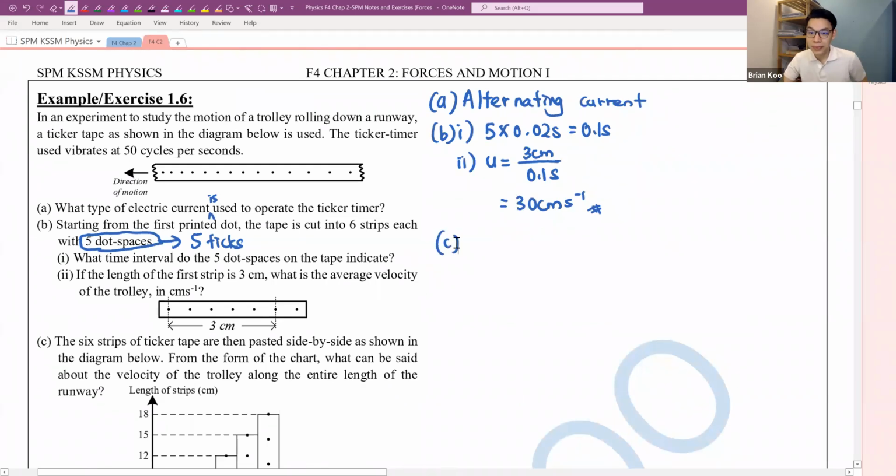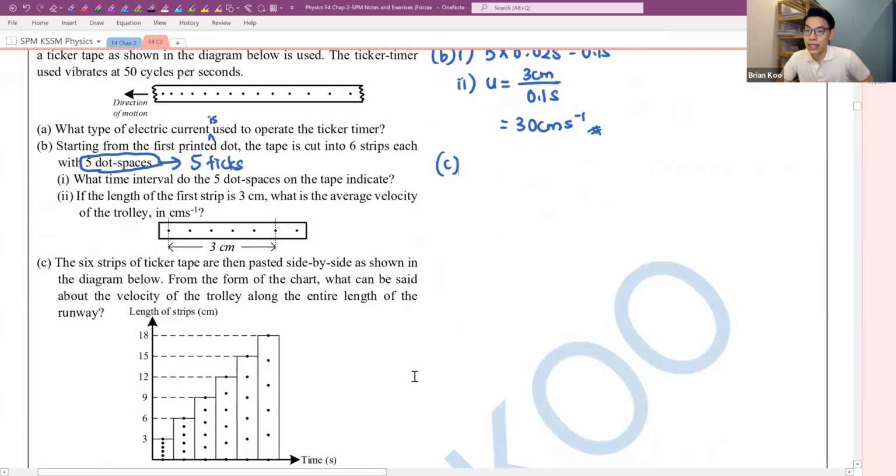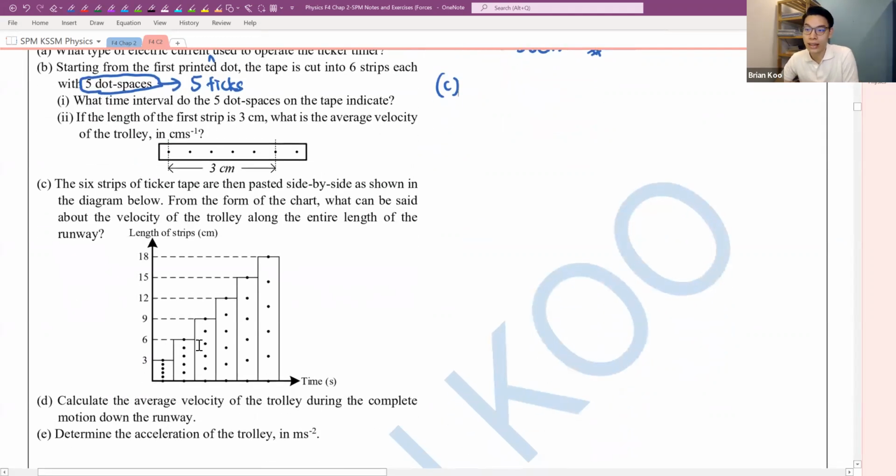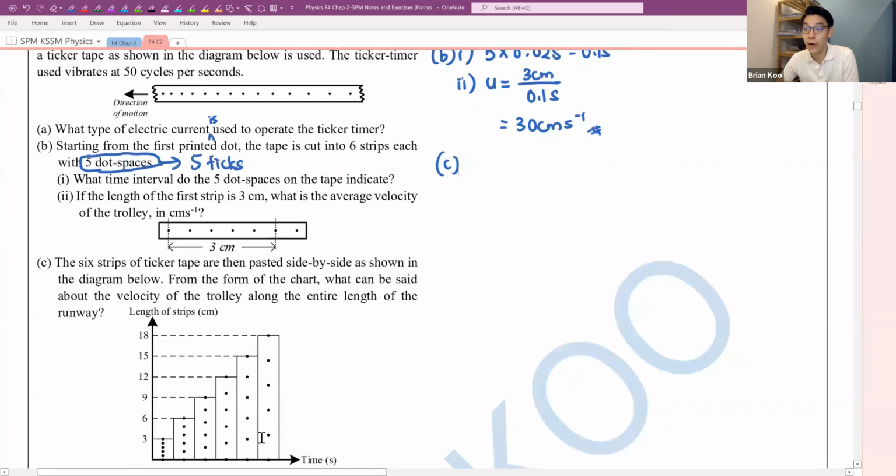Part C, the 6 strips of ticker tape are then pasted side by side as shown in the diagram below. From the form of the charts, what can be said about the velocity of the trolley along the entire length of the runway? So they're asking you, what can we say about the velocity? Just by looking at the form of the chart. Anybody want to give it a try now? What can we say about the velocity?